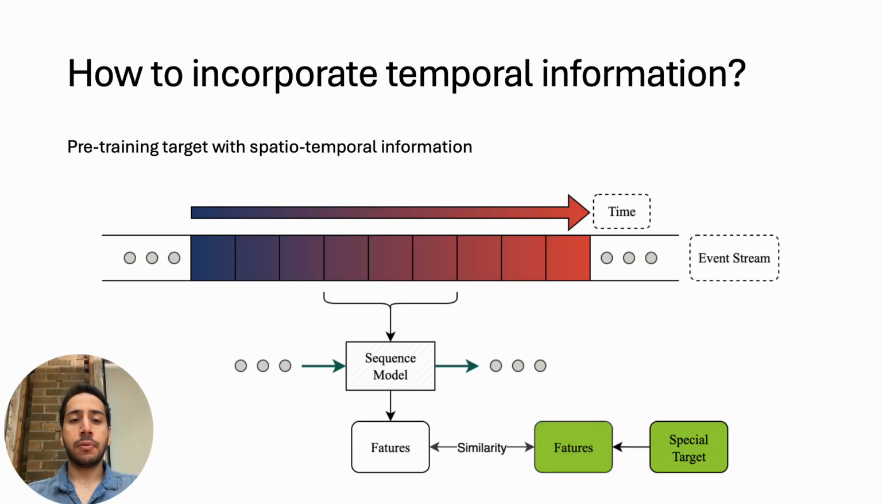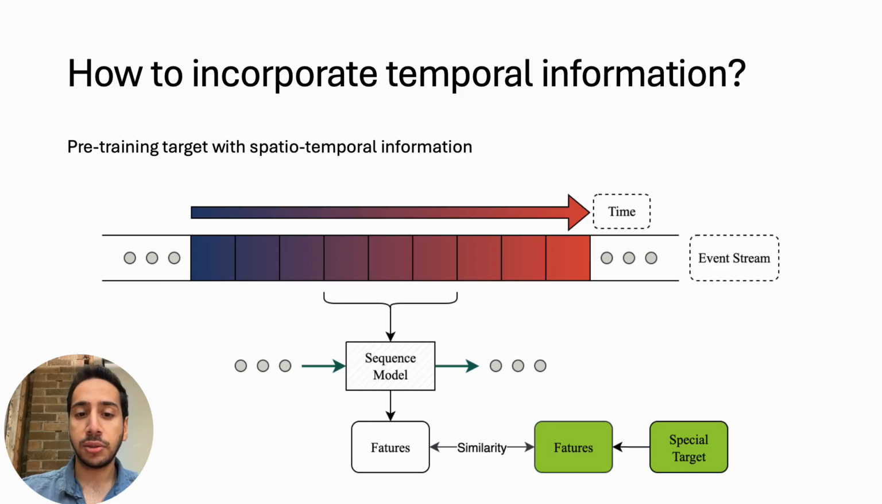But how can we fix the problem? Let's say we have a sequence model and we want to pre-train this model. If we have a spatial target that has spatio-temporal information, what if we ask the sequence model to process the whole stream of events and then predict some features and try to mimic features of a spatial target? In this case, there is a hope that the model learns to extract spatio-temporal information from the whole stream and not just a limited window of events.